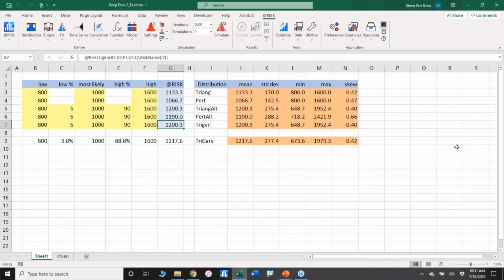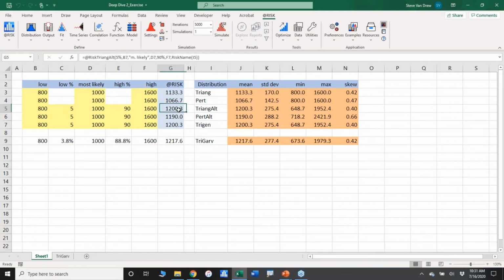Yeah. Okay. So we've seen the straight triangular and a generalized version that allows us to pick the percentage to add below the min and above the max. And we've seen a PERT. There is no Pert Gen per se that works the way the Tri-Gen does, but @Risk gives us both an alternate way of specifying the triangular and an alternate way of specifying the Pert. So let's look at those next.